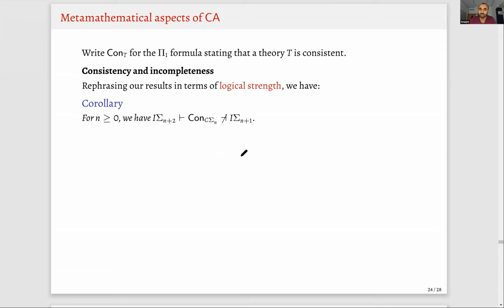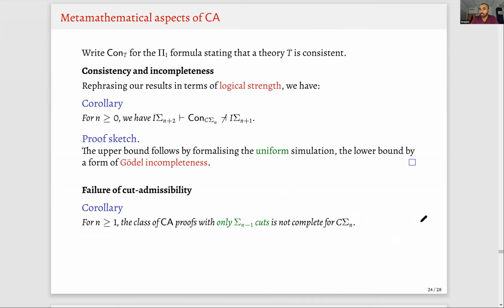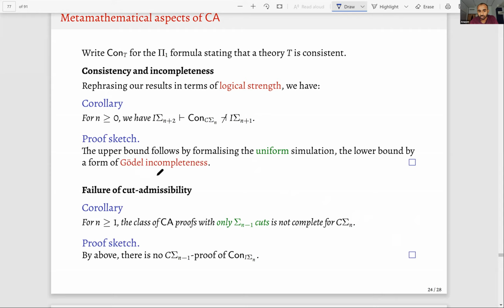Exactly how strong is it to reason with sigma n formulas cyclically? Well, it's somewhere in between sigma n plus one inductive reasoning and sigma n plus two inductive reasoning. And as a result of this, we immediately have, for example, the failure of cut-admissibility, which reduces simply to this form of Gödel incompleteness. So this lower bound is direct from Gödel incompleteness from our simulations. And so the class of cyclic proofs with only sigma n minus one cuts isn't even complete for C sigma n. So this is already a nice observation.